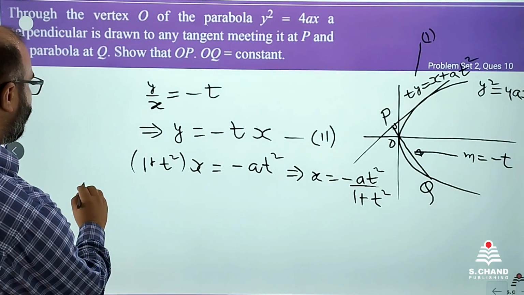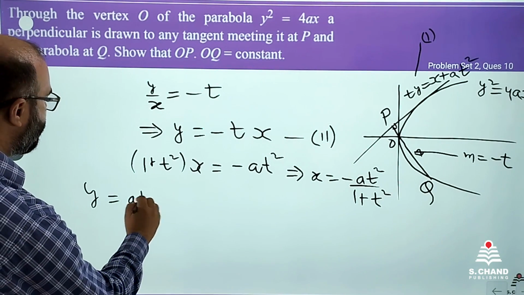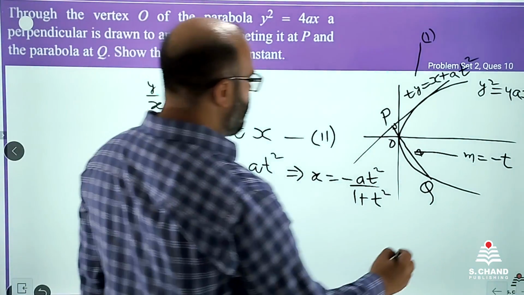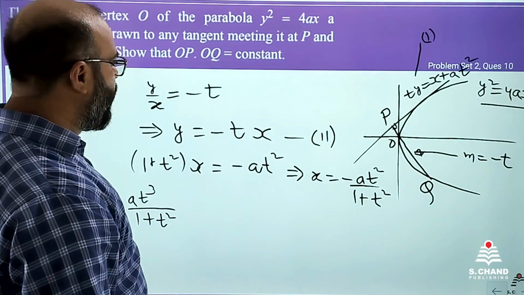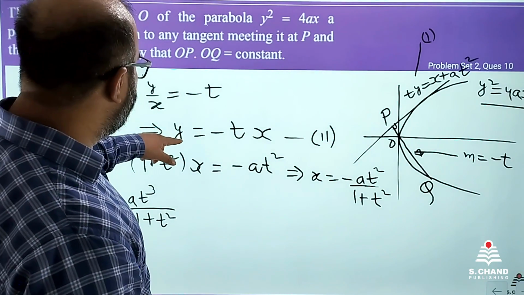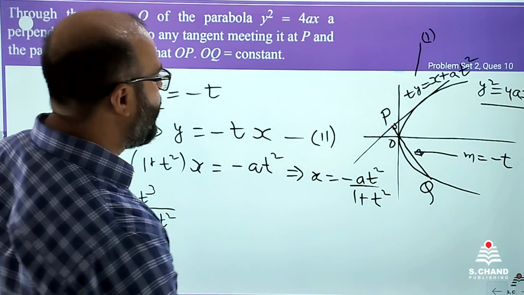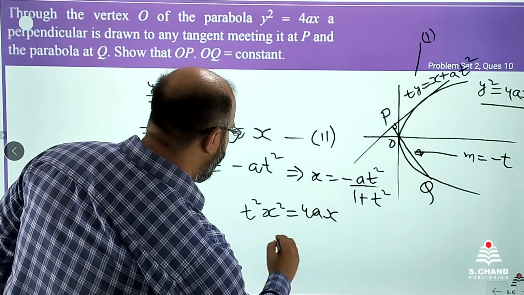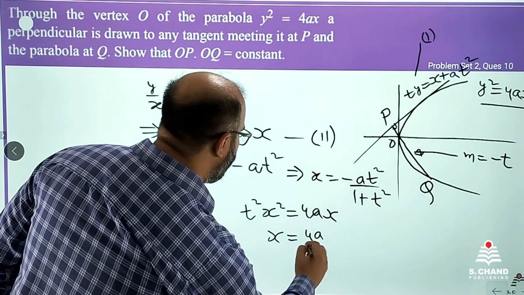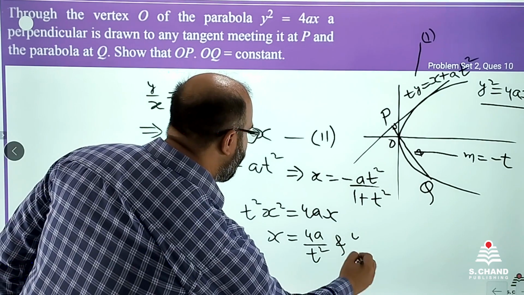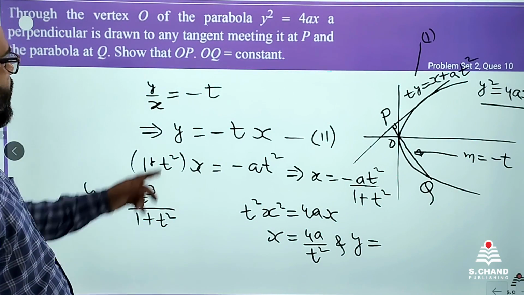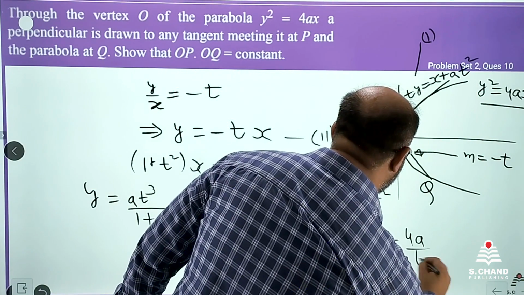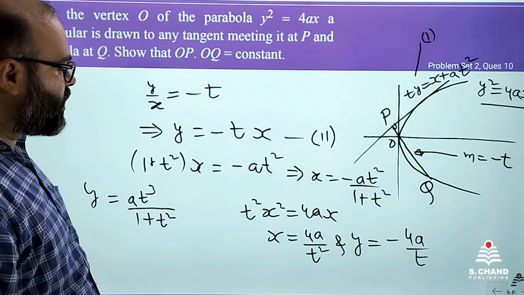And what will be the y coordinate? Minus tx, so a t cube by 1 plus t square. Now also you have to solve with y square is equal to 4ax to get the point q. So when you solve with this, y is equal to minus tx, so t square x square is equal to 4ax. So from here x will be equal to 4a by t square, and y will be equal to minus tx, so minus 4a by t. So this is the y coordinate.